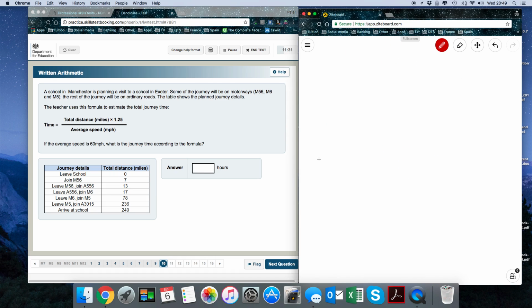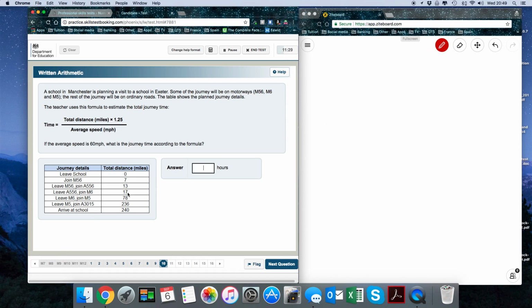And again, it's got nothing to do with maths. This column here is like a cumulative frequency. It's saying, right, you leave school, distance is 9 miles. You join the M56, you've done a total of 7 miles. You leave the M56, join the A556. This doesn't say that you've done an extra 13 miles. It says you've done a total of 13 miles now. So what that means is, from the last junction to here, you've actually done an extra 6 miles.